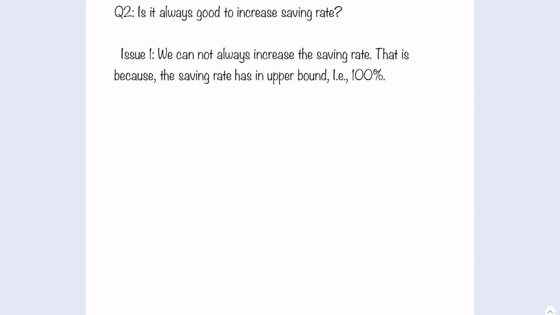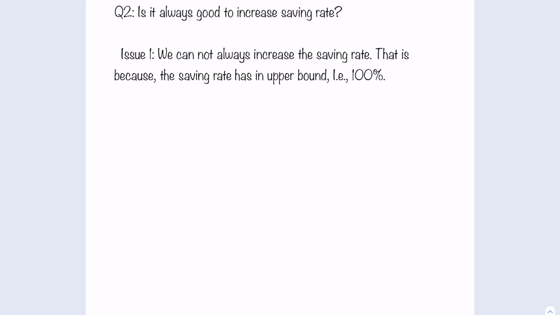That is because we cannot always increase the saving rate. When the saving rate is 5%, you can increase it from 5% to 10%. But when the saving rate is 90%, you can increase it from 90% to 100%. But once it hits 100%, you cannot keep on increasing the saving rate. Therefore, using the policy of raising the saving rate to promote economic growth is not sustainable because there exists an upper bound for the saving rate.